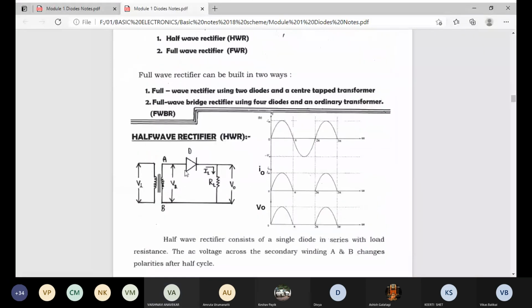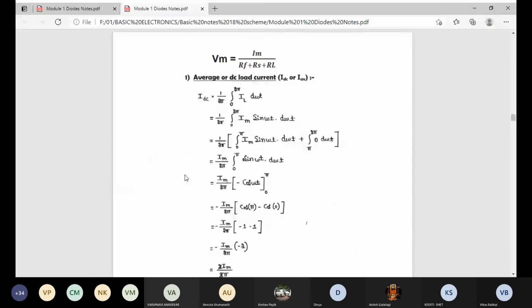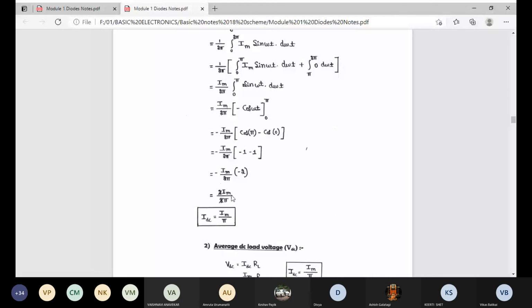So from 0 to 2 pi, I'll break it down into 0 to pi and pi to 2 pi, and the second part will anyhow be 0 because from pi to 2 pi there will be no current. If I integrate this, sin omega t becomes minus cos omega t from 0 to pi, putting the limits, with Im by 2 pi outside. So cos pi minus cos 0, if I solve it, I'm going to get Im by pi.